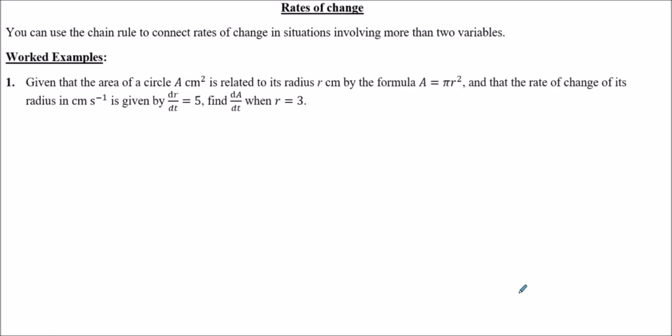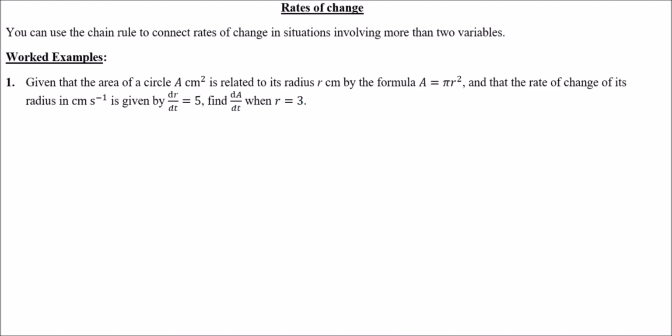Given that the area of a circle, A square centimetres, is related to its radius r by the formula A equals pi r squared, that should be no news to any of us, and that the rate of change of its radius in centimetres per second is given by dr by dt equals 5, find dA by dt, which is the rate of change of the area with respect to t, when the radius equals 3.